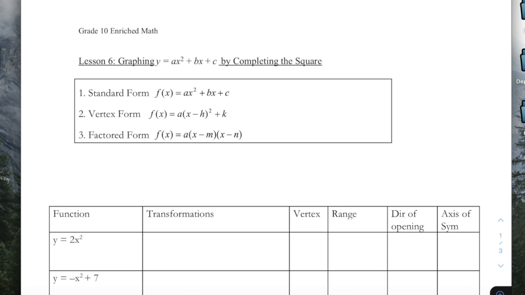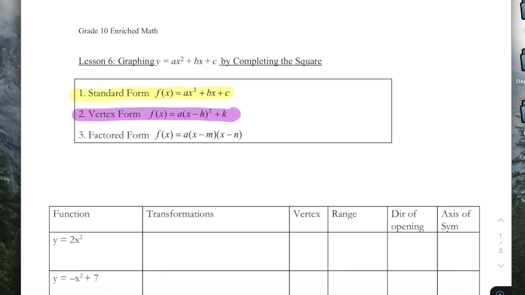Right, let's get started with lesson 6. Previous lessons have gone over vertex form and how to graph from vertex form. So we're just going to take a minute to review that before we get started on today's lesson. Today's lesson, while we're here, is about standard form. So I'll talk more about that in a minute.